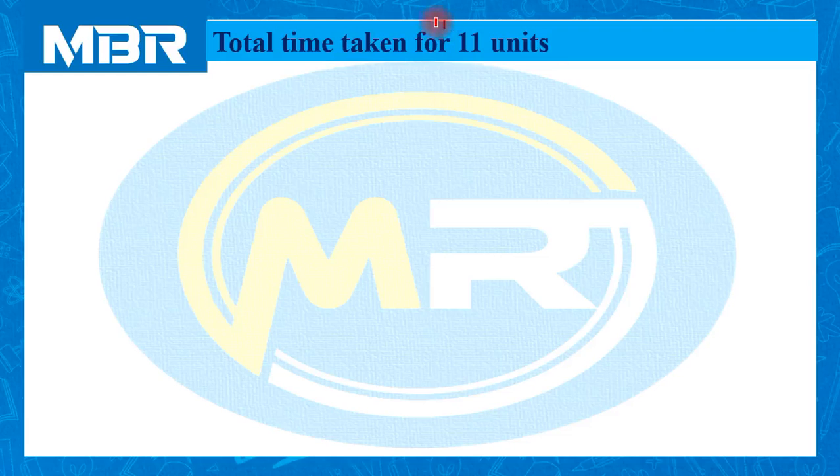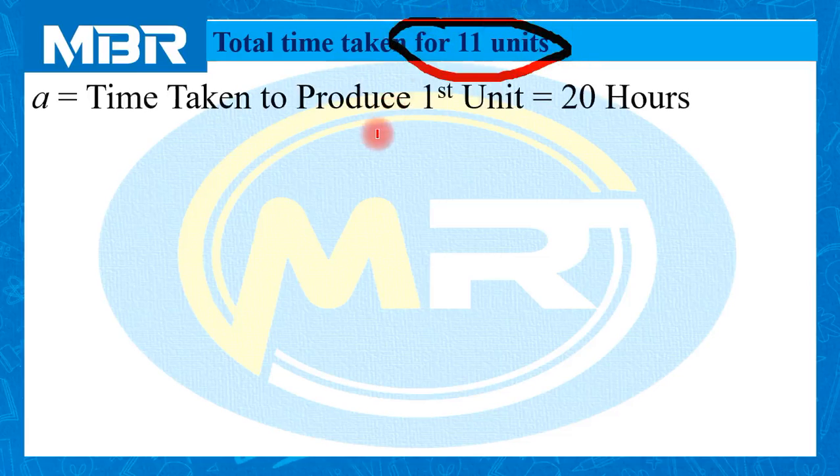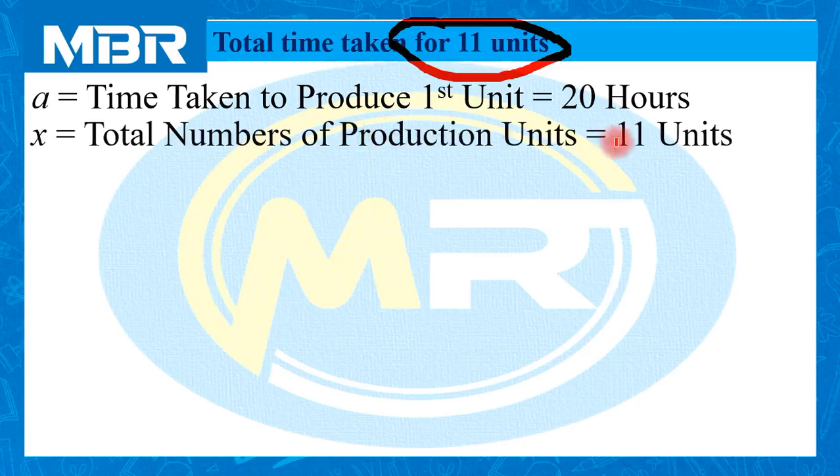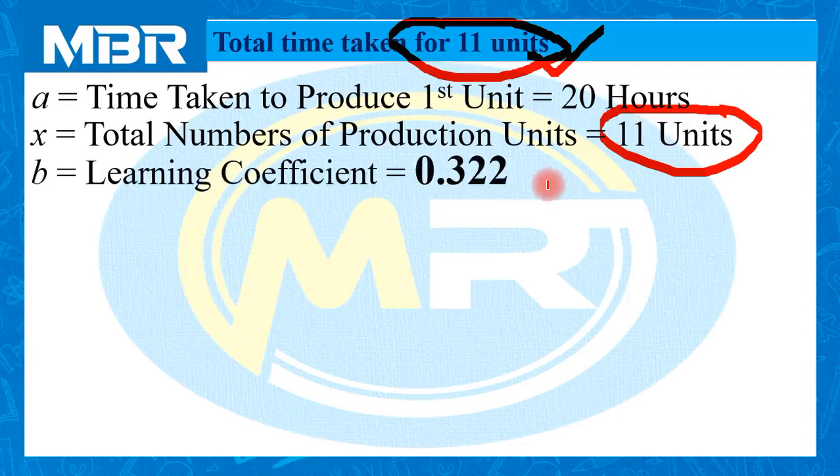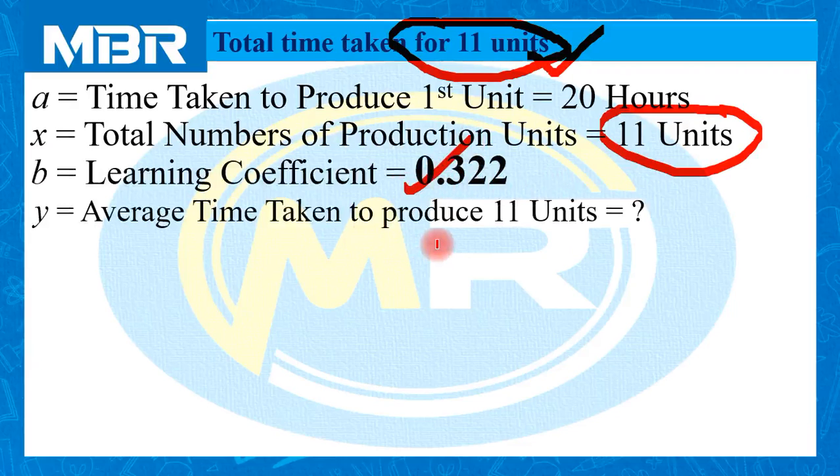It is the time taken for 11 units. Same calculation with repetition of the formula. A. Time taken to produce the first unit, 20. X. Total number of production units, 11, as we need to calculate for the 11th. B. Learning coefficient as per the given information, and y, the average time taken to produce 11 units. Same as earlier, all calculations.